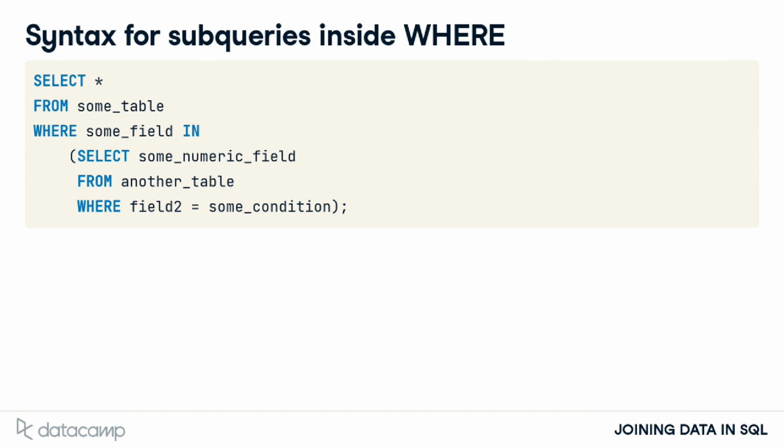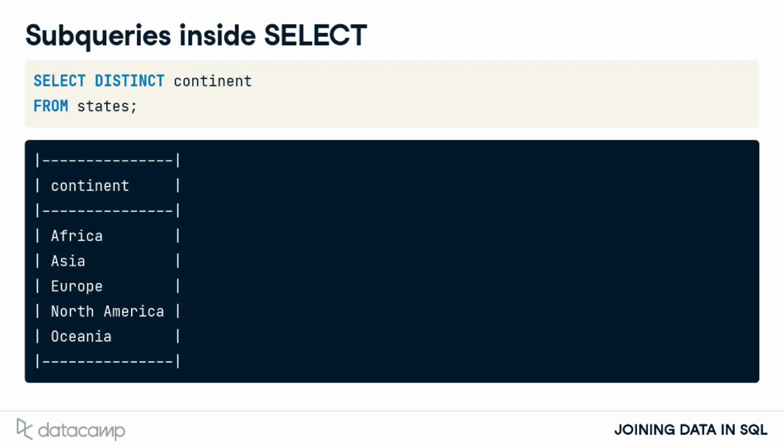Subqueries inside where can be from the same table or from a different table, and here the subquery is from a different table. The second most common type of subquery is inside a select clause. Say we want to count the number of monarchs listed in the monarchs table for each continent in the states table. Again, let's build up our solution step by step. The query shown selects each of the 5 continents in the states table, and the result is displayed.